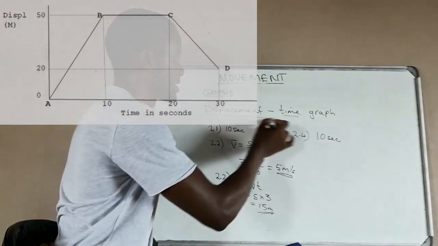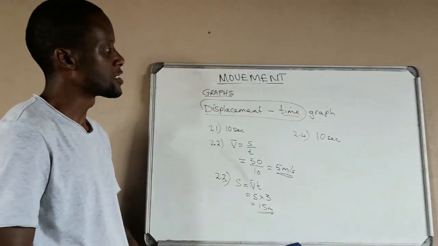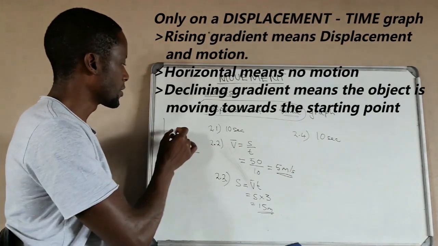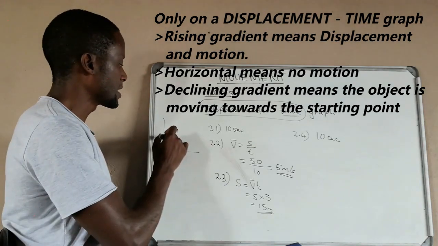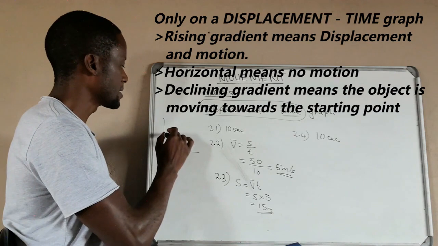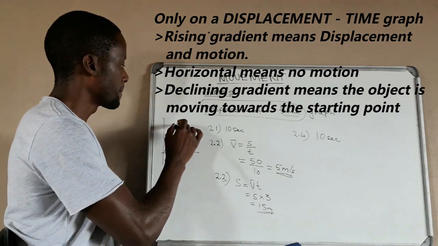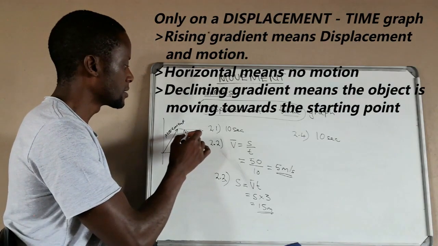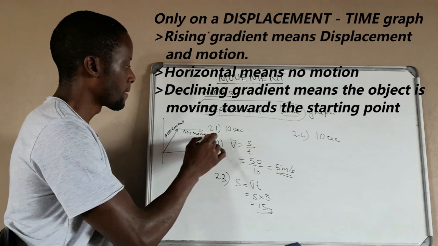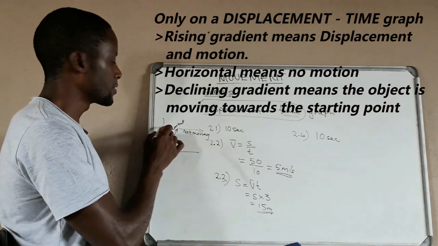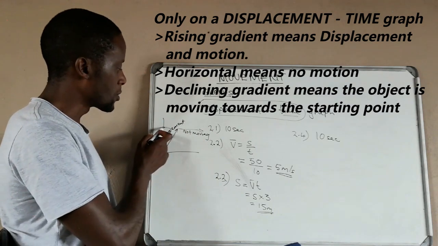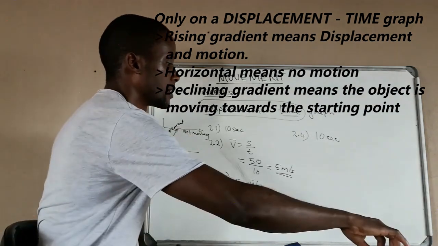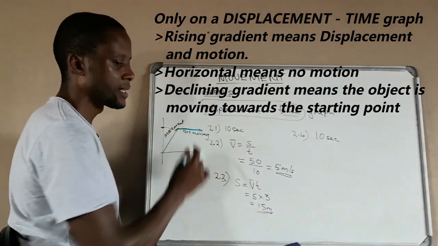Okay, so these are things that we need to note: on the displacement time graph, when the graph is rising, then there is displacement taking place. It is moving. There is movement taking place. But when the graph goes horizontal, then the object is not moving. It is at the same position. Remember, on the y-axis, that is your position, it is your displacement. So when the graph goes horizontal, it means there is no movement at that point.